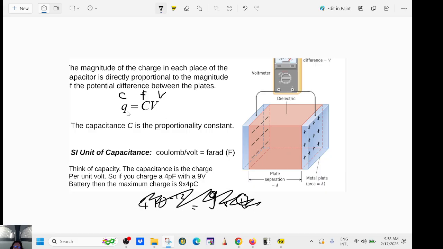Just kidding. So the charge here, the equation will be the capacitance, which is 4 times 10 to the negative 12, times 9. So the charge is 36 picocoulombs. Okay, so it's a very simple equation. Agree?